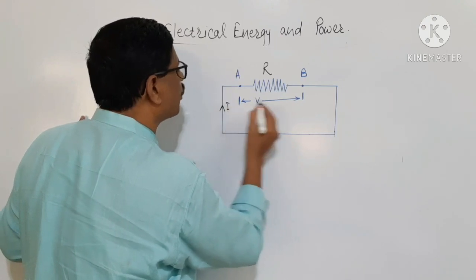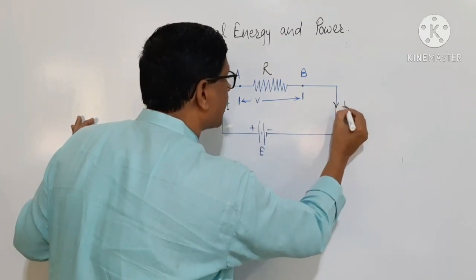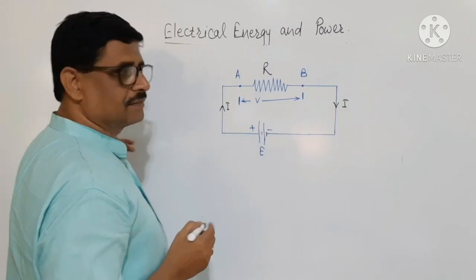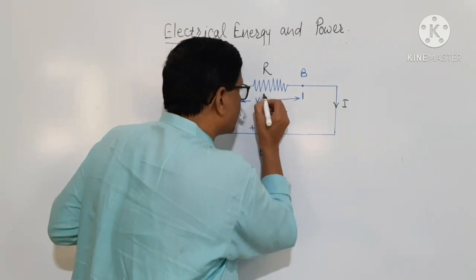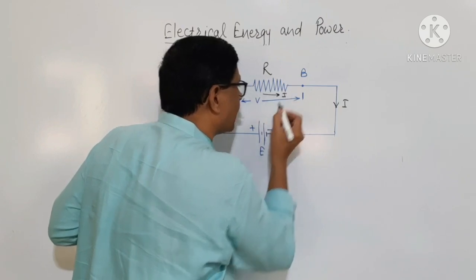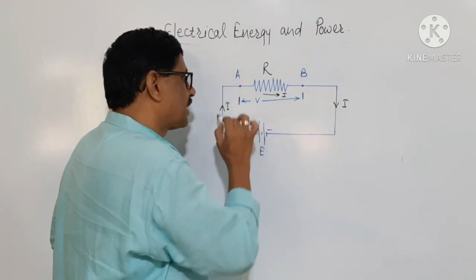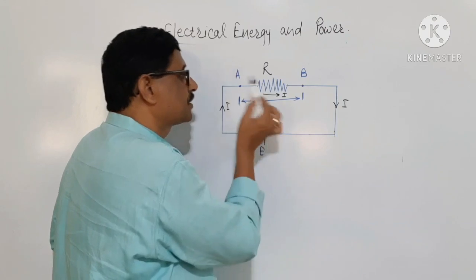Let the current flowing through the circuit be I. The current flowing through the resistor is I, and the current flowing throughout the circuit is I.